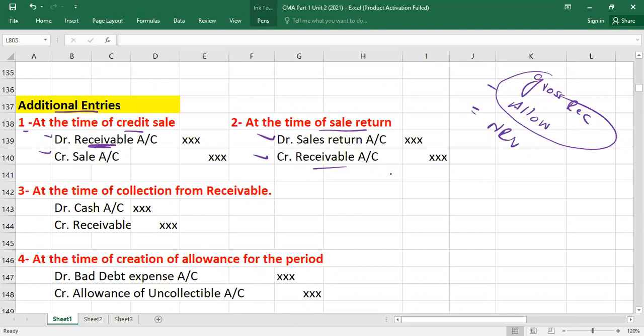Right? When we talk about the allowance, whenever allowance is credit, it will be added. And whenever allowance is debit, it will be deducted, the opposite, because it's a contra account. Okay.